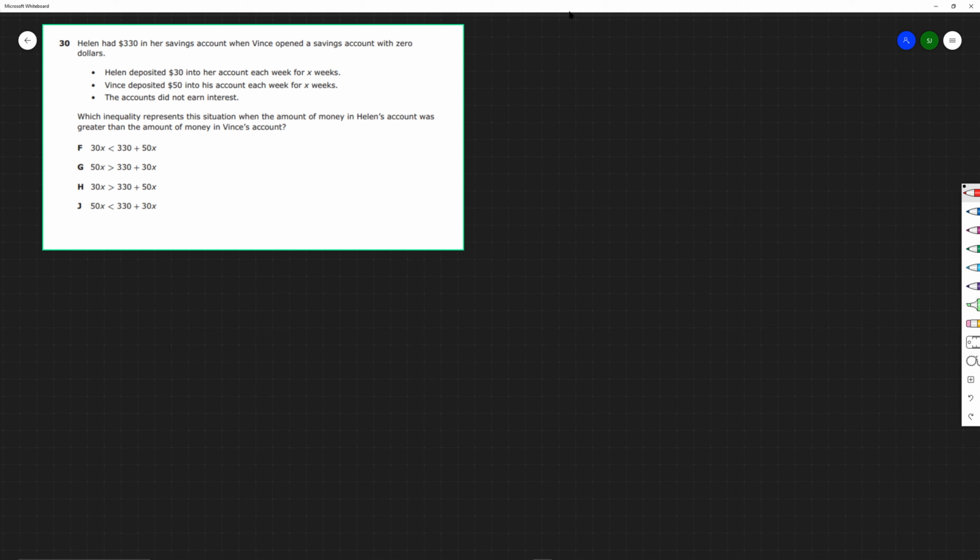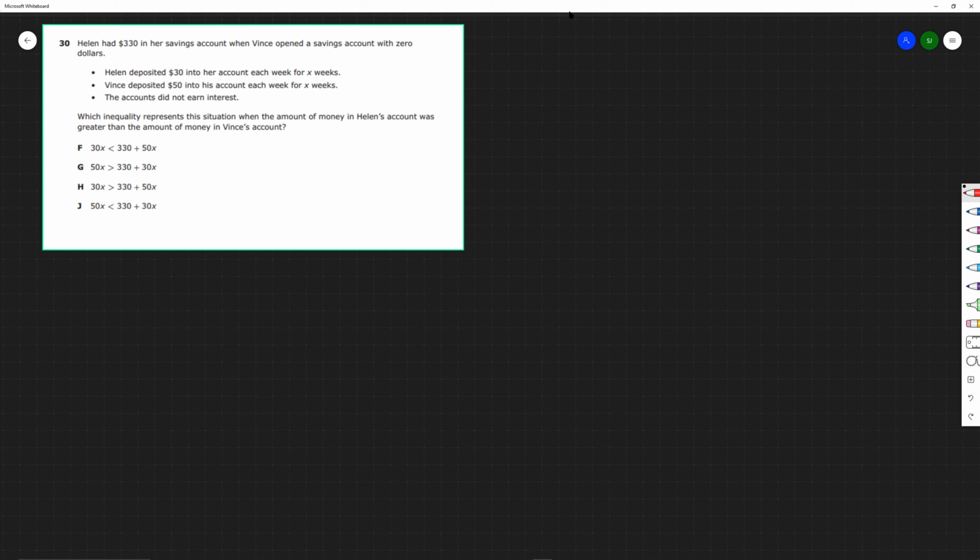Let's take a look at question 30 of the STARR review. Helen had $330 in her savings account when Vince opened the savings account with $0. Helen deposited $30 into her account each week for X weeks, and Vince deposited $50 into his account each week for X weeks. The accounts did not earn interest, so we don't need to consider interest.